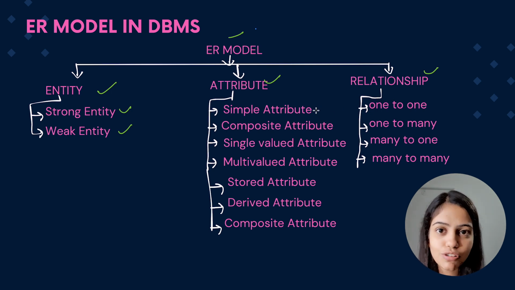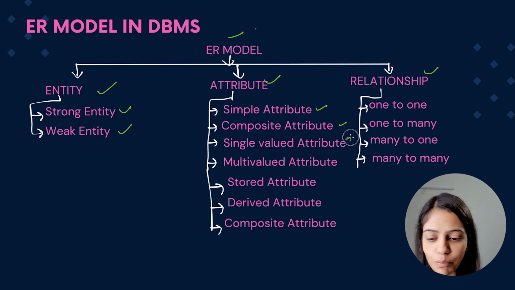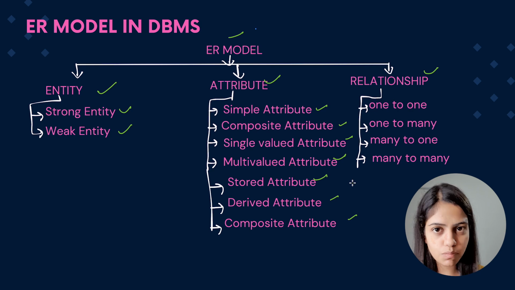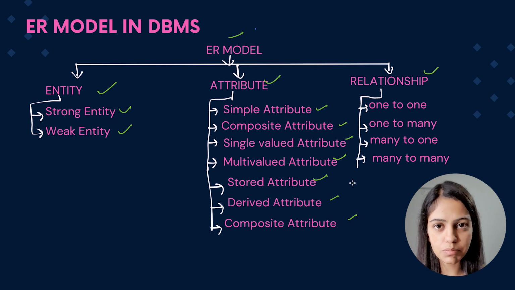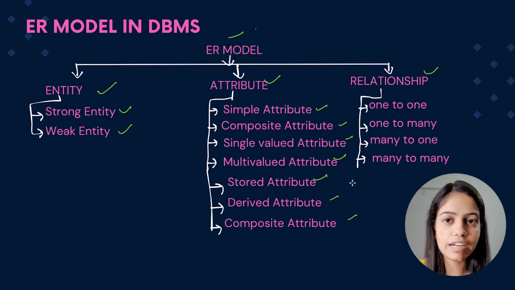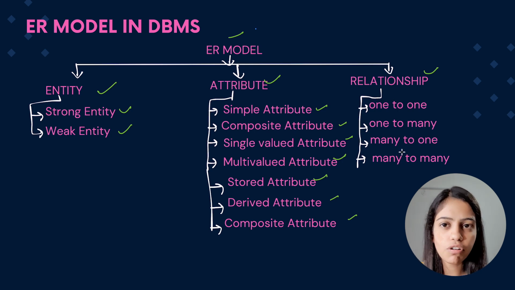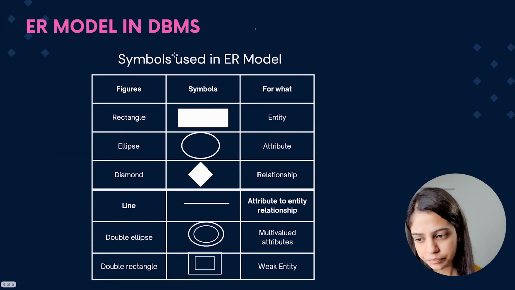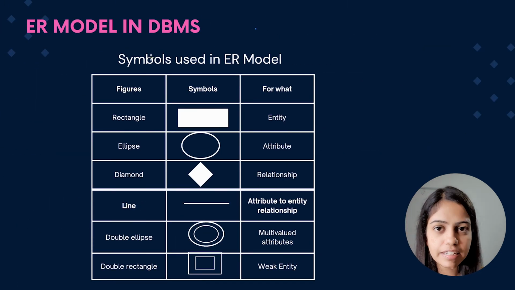Now in the attributes also, there are many types like simple, composite, single valued, multi-valued, stored, derived. We would be knowing about all these attributes in depth in the next set of videos. I'm just letting you know that entities are divided into subtypes, attributes are also divided into subtypes, and relationship is also divided into subtypes. Relationship, or also called cardinality, is also there: one to one, many to one, one to many, and many to many. Now these are the symbols which are basically used in the ER model.